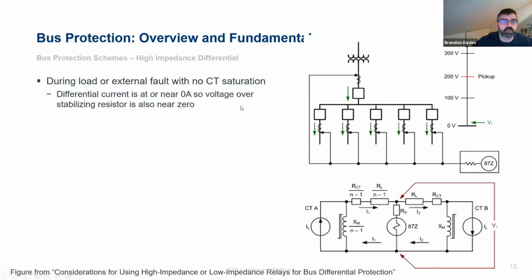So with this scheme, looking at the same things we looked at with the other ones, what is this relay seeing during load, or an external fault, or a fault with saturation, or an internal fault? It gets a little bit more complicated, because you really have to look at the performance of the CTs themselves.